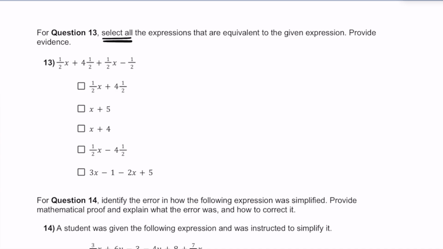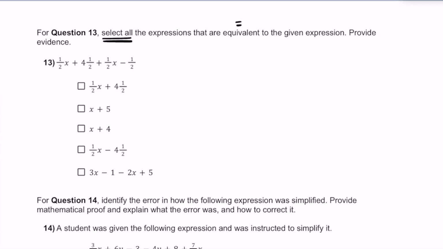So make sure we are picking all the right answers. There could be more than one that are equivalent. Equivalent, keep in mind, just means equal to the given expression. So we're going to provide evidence as well to make sure we are showing some good work here.